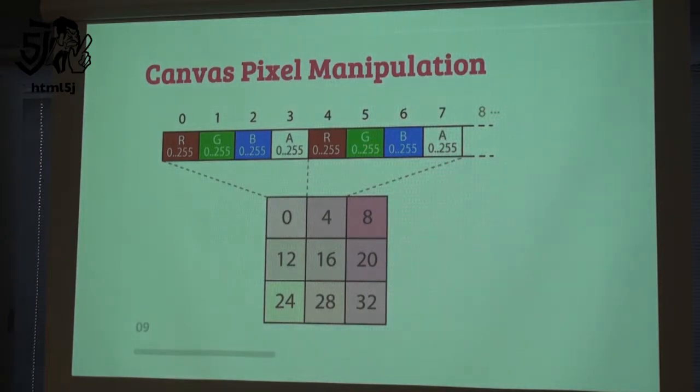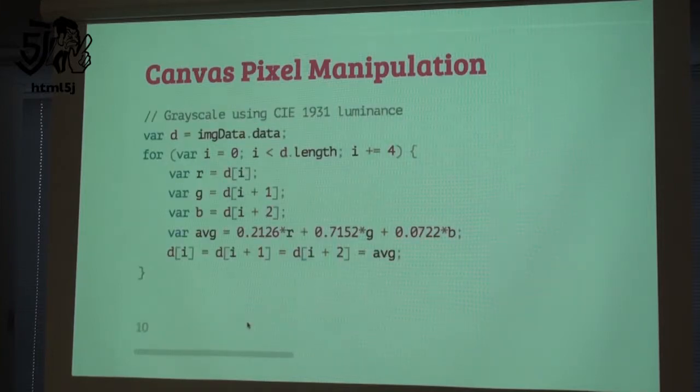This is the pixel information from the image data object here, and we have an array of RGBA values, so we can just tweak some values to make changes. The actual code sample looks like this. This is what I did for the grayscale. Again, I'm not going to talk too much about this.